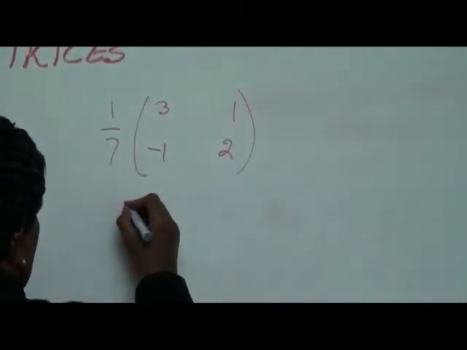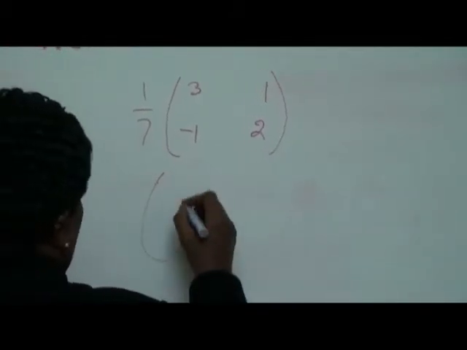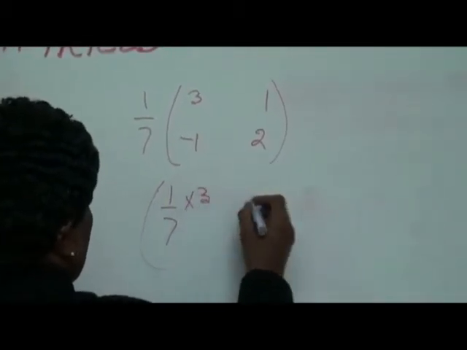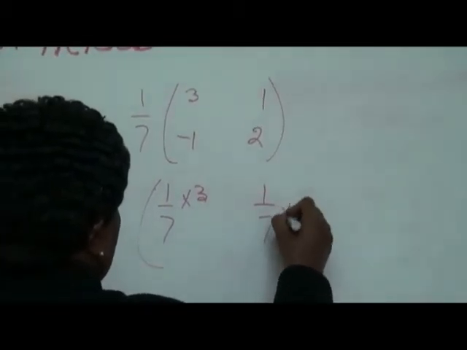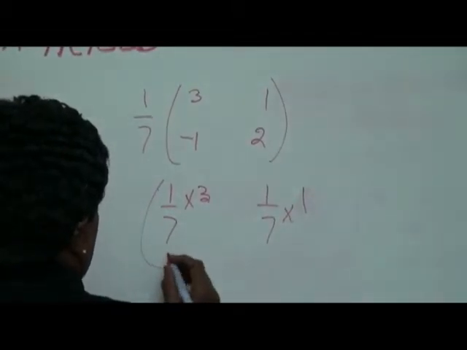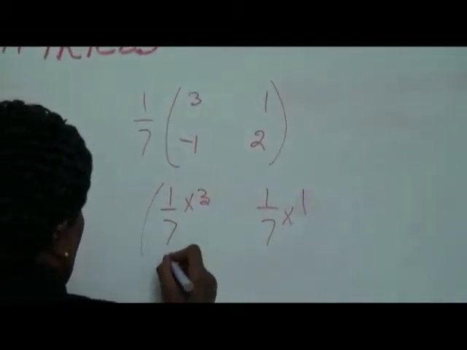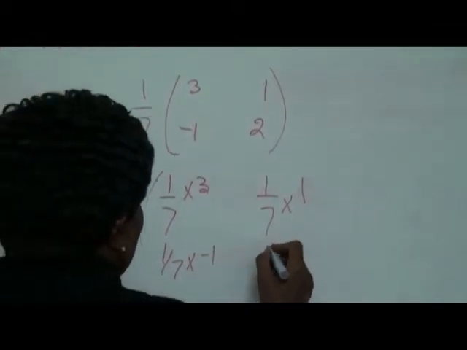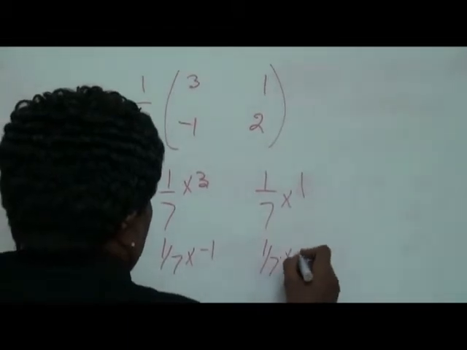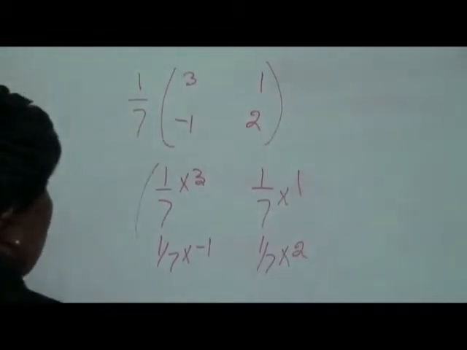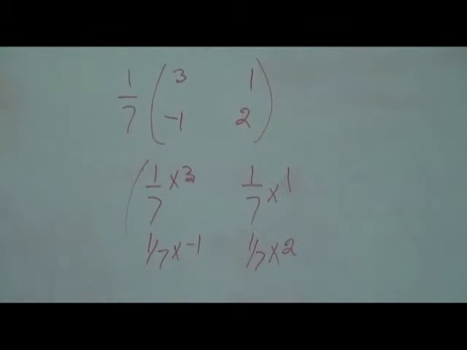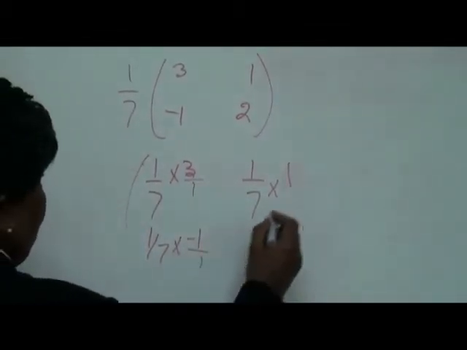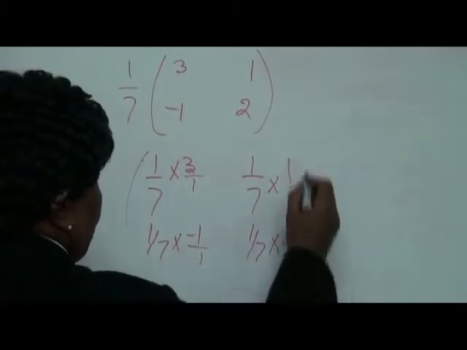Then it is, and I'm just doing it because I have people at home who will say that they are slow. 1 over 7 times 3, it's 1 over 7 times 1, and it is 1 over 7 times negative 1, and it is 1 over 7 times 2. So that we know when we have whole numbers, they can be written as over 1. Isn't that true? Over 1, over 1, over 1, over 1.